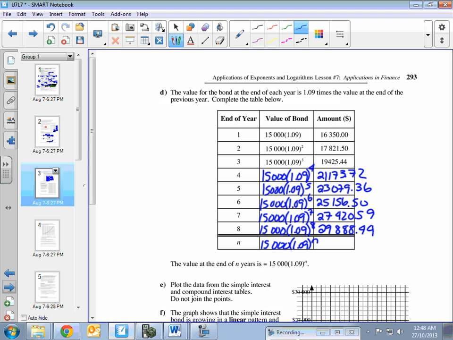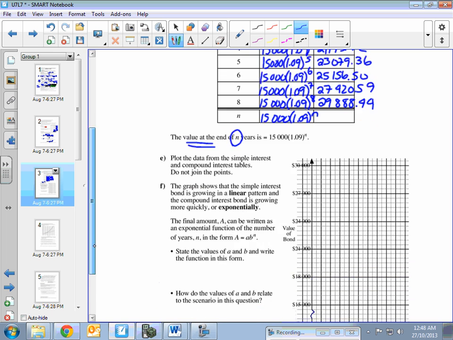Okay, so once you've checked your work, you see the bottom one has a general formula. The value at the end of n years, so n is just general after a certain number of years, is going to be 15,000 times 1.09 to the n.